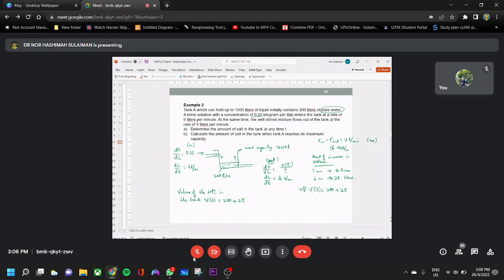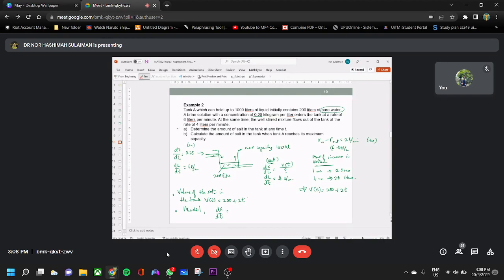Okay, alright. So dapat apa ni? The amount of the solution in the tank at time t is 200 plus 2t. Kita nak cari apa sebenarnya? Nak cari model. Model dia apa? dx/dt sama dengan apa? Saya tak payah tulis formula balik lah.